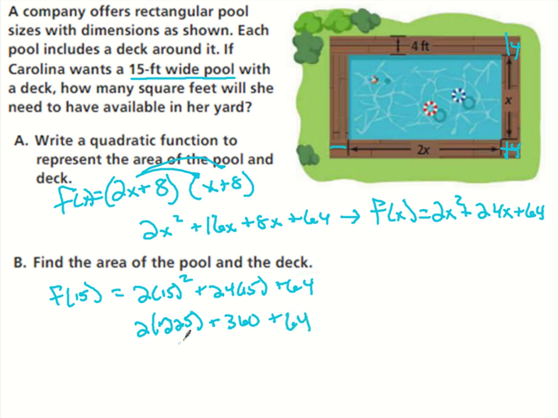So now when I multiply these, I get 450 plus 360 plus 64. Finally, that's going to give me 874. So if she wants a 15-foot wide pool, she needs to have 874 square feet available. Okay?